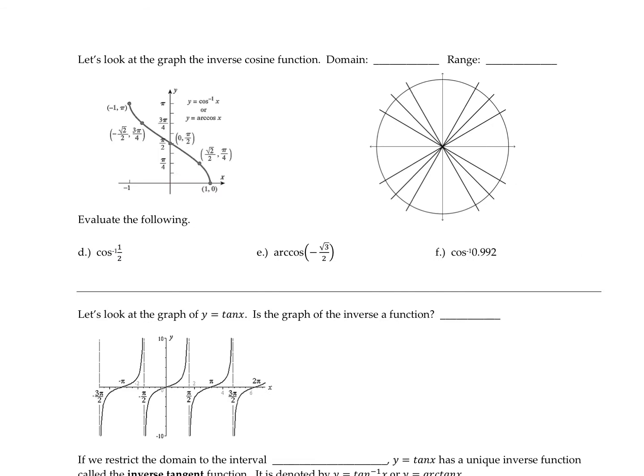So let's take a look at the inverse cosine graph. I can see that my domain is going from negative 1 to 1, and my range is going from 0 to pi. What this will look like on the unit circle is that I'll be using quadrants 1 and 2, going 0 to pi. And so my solutions can be anywhere between 0 and pi.